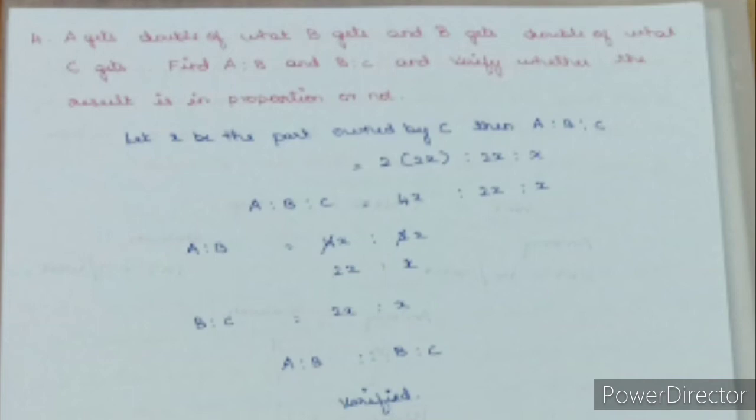What do we have to find first? A is to B. That is 4X is to 2X. So 2 is common here. 4 and 2 cancel. So what will we get? 2X is to X. Okay, 2 table, if you cancel you will get 2X is to X. Next, B is to C. So already we have 2X is to X. There is no common factor, so we are not cancelling anything. So already it is 2X is to X. So both are proportional to each other. So it is verified. It's a tricky question. You have to understand and write the answer. Please don't mug up and write.